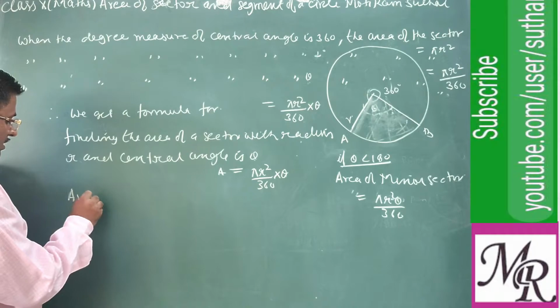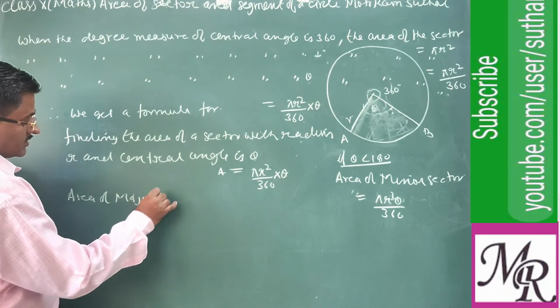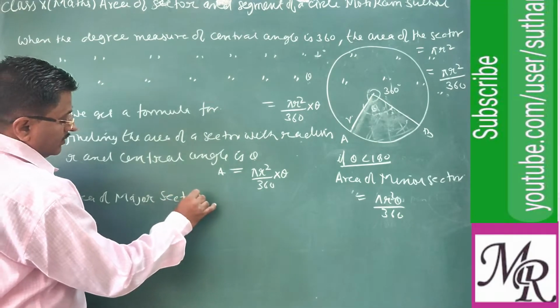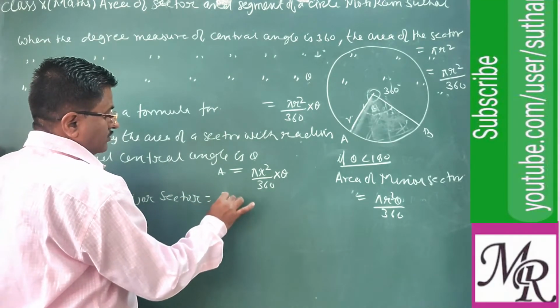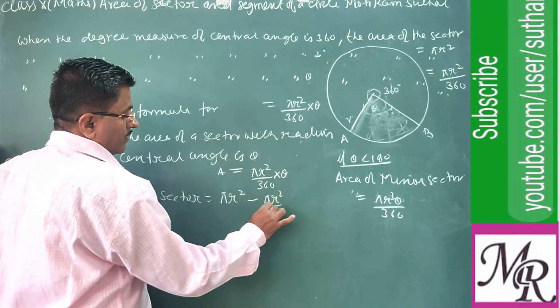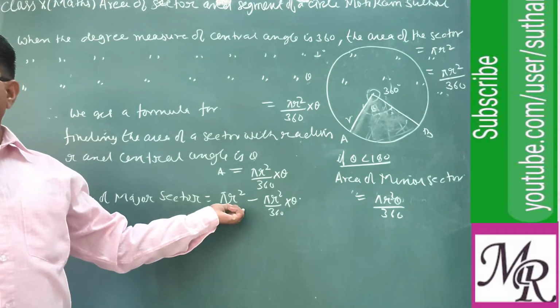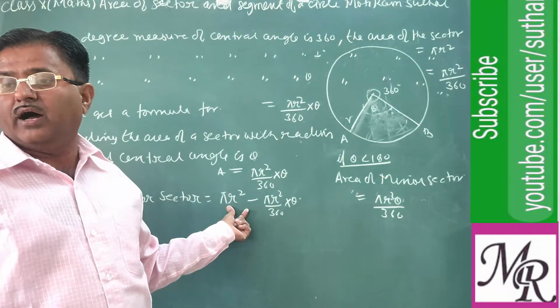So what do we write? Area of major sector is equal to area of circle minus area of minor sector. So one can easily find this area.